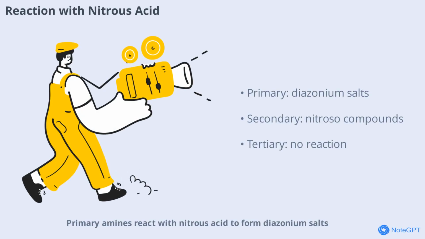Primary amines react with nitrous acid to form diazonium salts, which are important intermediates in dye and pharmaceutical synthesis. Secondary amines form nitroso compounds, while tertiary amines do not react under these conditions.